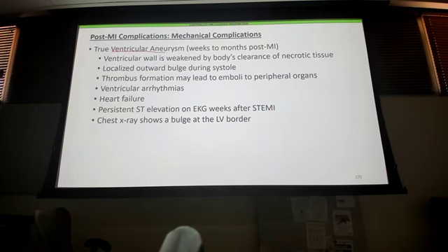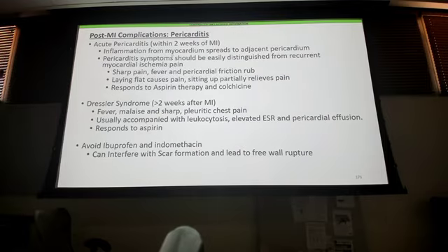Then we talk about how you have an aneurysm that develops, so a weakness in the wall because of that ischemia. And then we talk about the inflammatory condition of pericarditis that can happen after the heart attack, and how there's the acute pericarditis, which happens within 2 weeks, or the Dressler syndrome, which happens greater than 2 weeks from the MI. And it's important to be able to differentiate these things because you want to avoid ibuprofen and indomethacin or other NSAIDs because that can affect the scar tissue formation and put the patient at a much higher risk of having a free wall rupture.